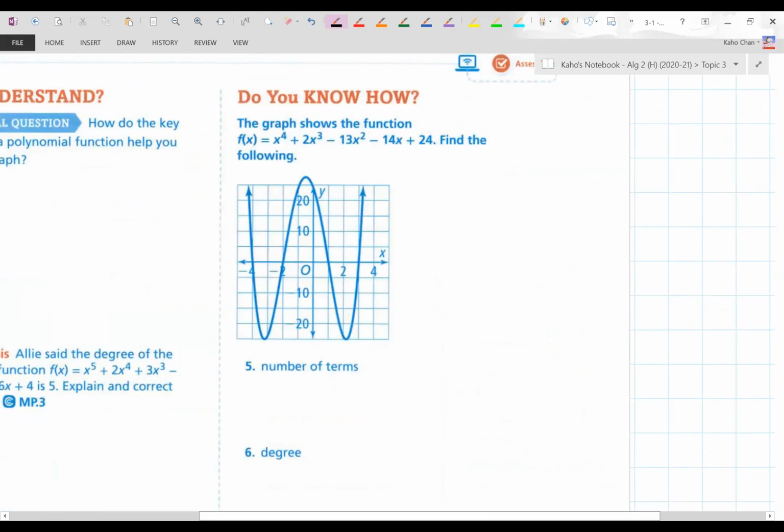That's a mouthful. Find the following: number of terms. Okay, that's easy. Number 5 says number of terms. 1, 2, 3, 4, 5. Interesting. That was easy. Next question, how about the degree of the polynomial? It's already in standard form, which is really nice. The degree is right there, 4. Nice, that was pretty easy.